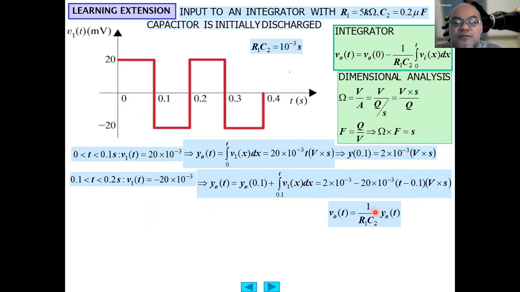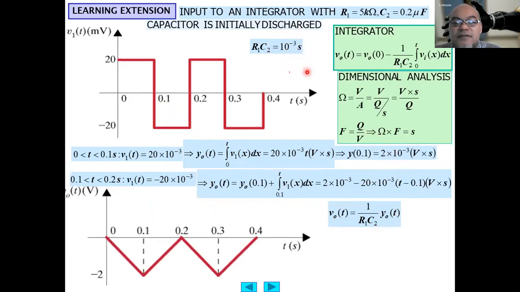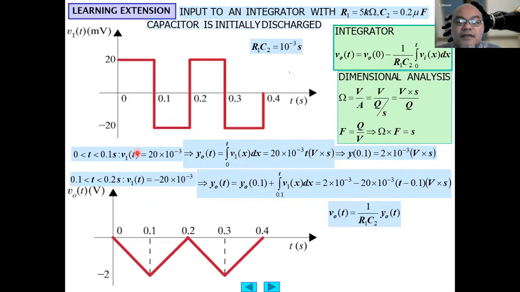So then V output(t) equals 1 over R1 C2 times Y(t). So this result is then multiplied with 10 to the power of minus 3. So from here, we obtain from 0 to 0.1, since there is a negative sign here, that is why the value here is ramping down. Afterwards, this is ramping up, and here again ramping down, and then ramping up.